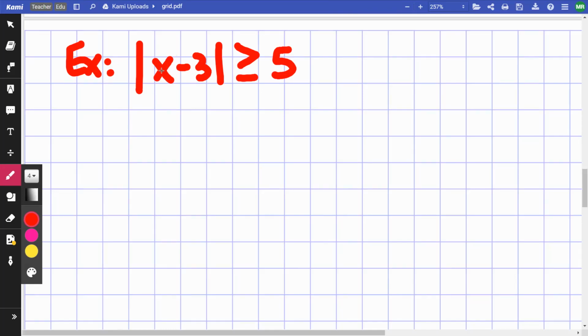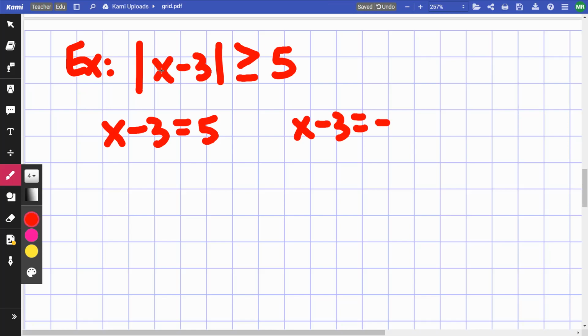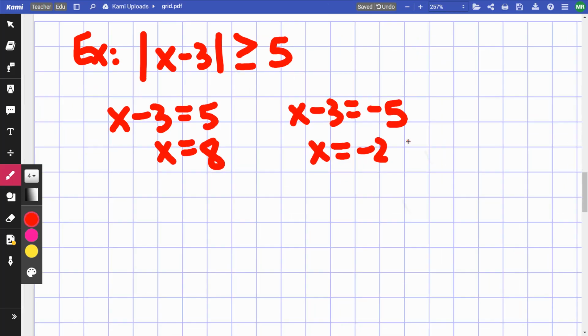I write those 2 equations out. I want to see what makes my x minus 3 be a 5, and then what makes my x minus 3 be a -5. What's going to make this inside my absolute value a 5, or the same thing inside my absolute value a -5? So I'm going to end up getting x is equal to 8. And over here, I'm going to get x is equal to -2. Those are going to be my boundary points on my number line.